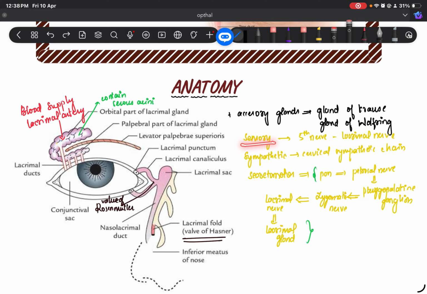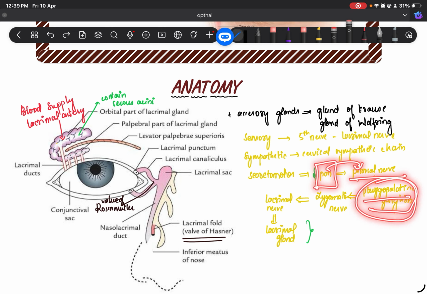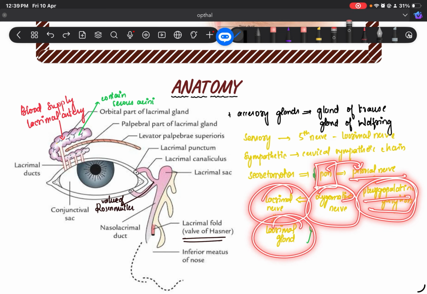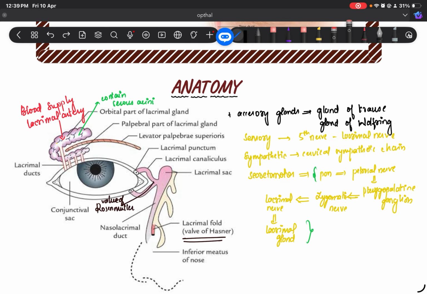Now coming to the nerve supply of the lacrimal gland. Sensory part will be supplied by fifth nerve, which is trigeminal nerve. Sympathetic is by cervical sympathetic chain. Parasympathetic from pons it will go to the petrosal nerve, pterygopalatine ganglion, zygomatic nerve, lacrimal nerve, and then the lacrimal gland. This was the anatomy of the lacrimal apparatus.